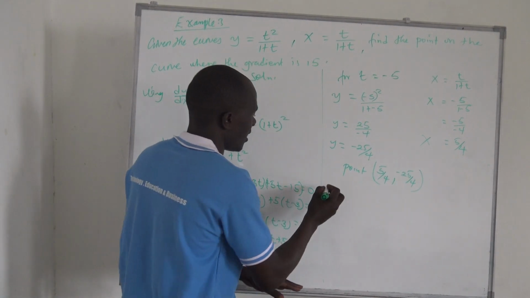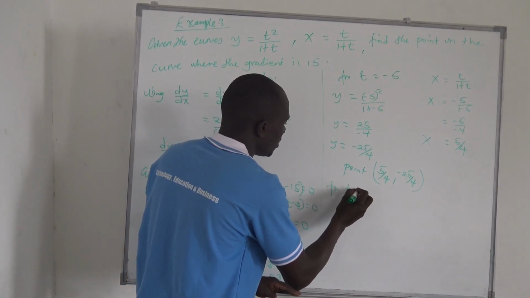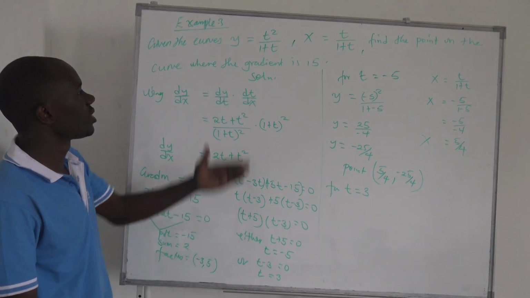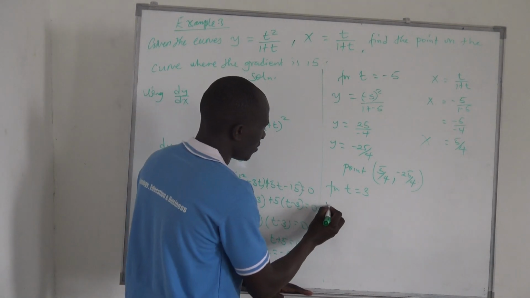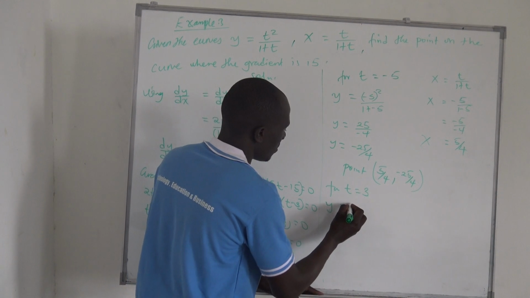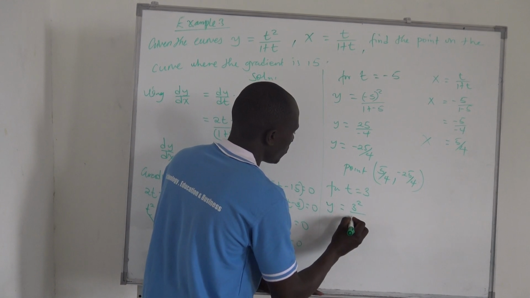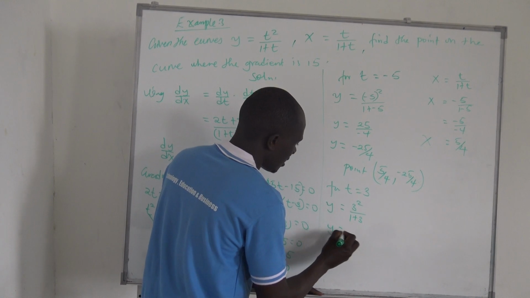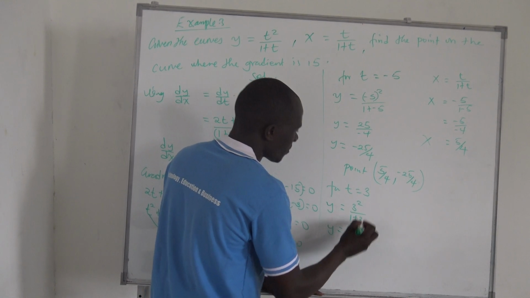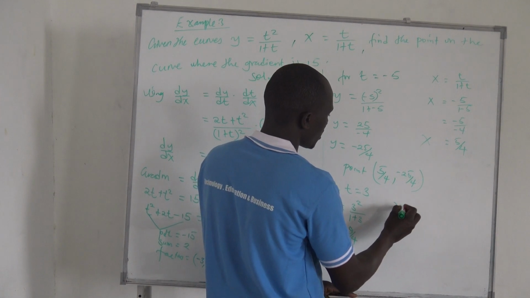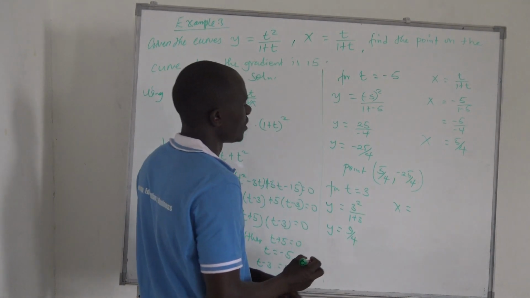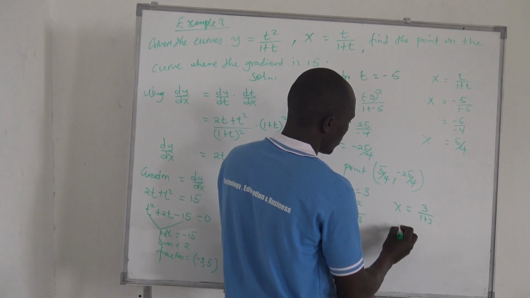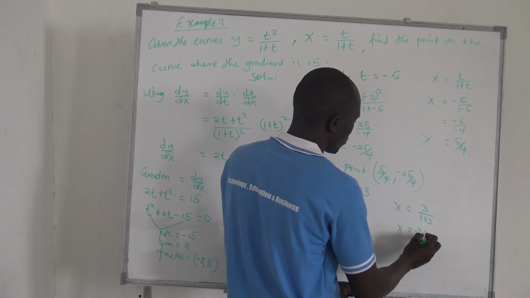Then we also go ahead for t equals 3. For t equals positive 3, we still substitute to get the value of y. What will be y? Substituting, y becomes 3 squared over 1 plus 3. What is that? That is 9 over 4. We also substitute in the expression for x. What is x? X equals 3 over 1 plus 3, which becomes 3 over 4.